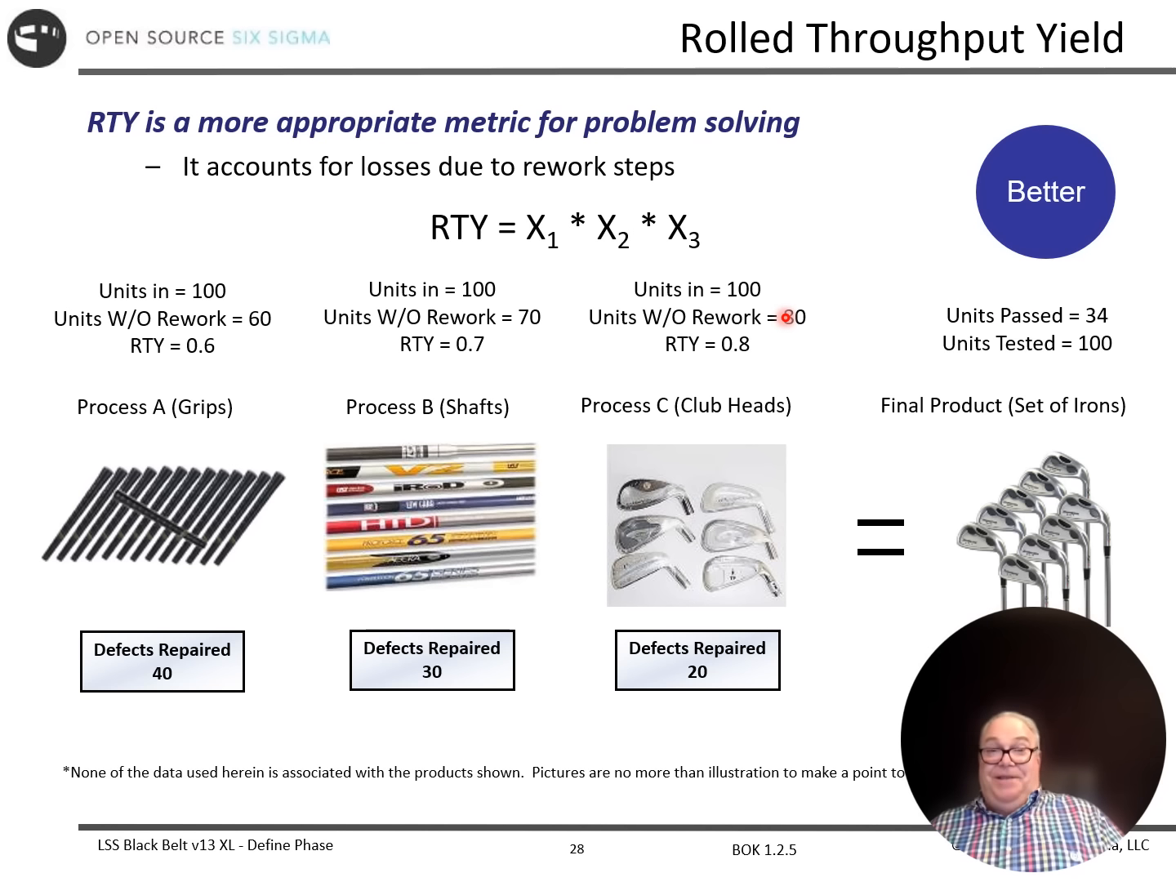So in reality, and this is why we say this is a better type of statistic to use, my rework-free units are only 34 out of 100. And so my opportunity is the opposite of that, or the 66 units that had to have rework along the way. So we say this is a much better way to look at yield.